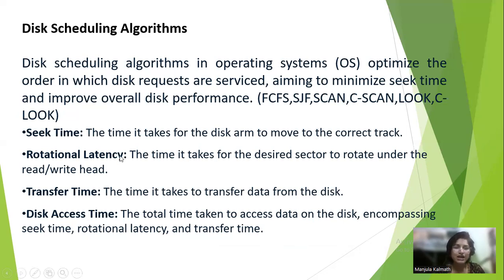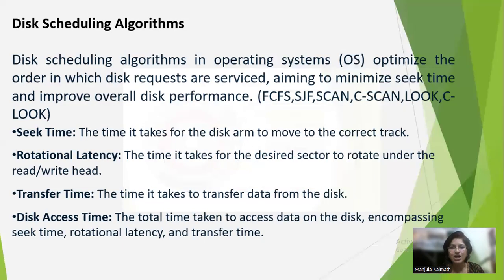After getting that particular sector, it identifies the block in that sector, and from that block it transfers the file from the hard disk to main memory. That is called transfer time, the time it takes to transfer data from the hard disk. So disk access time is the sum of all three timings: seek time plus rotational latency plus transfer time. All together it is called disk access time, the complete time taken to access the disk.